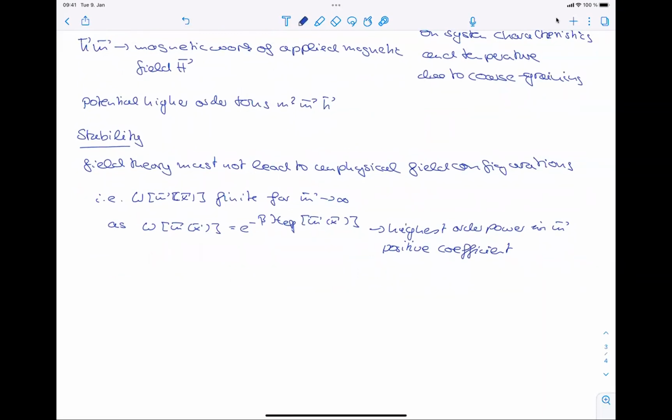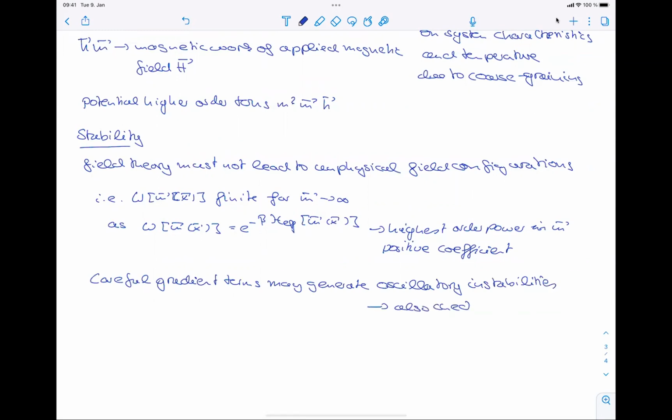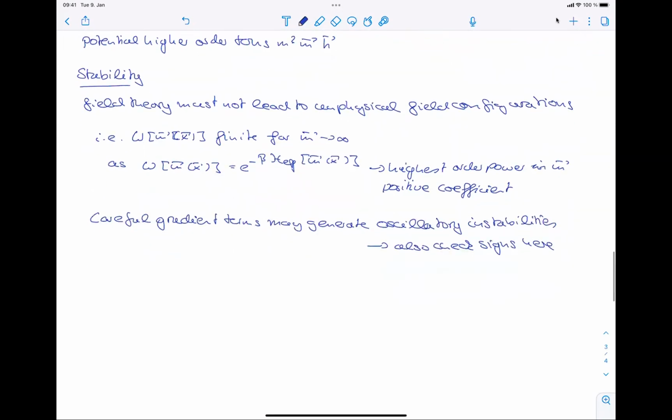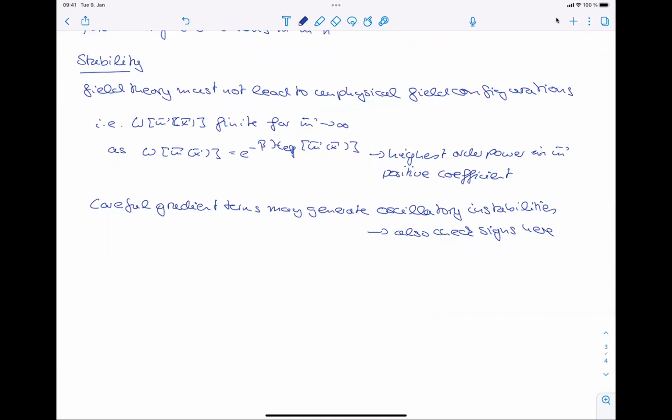And just another note, which is not really of importance here, but we also need to be careful regarding gradient terms, because they may generate oscillatory instabilities. So we also need to check signs here. Okay, so this defines now a Hamiltonian.